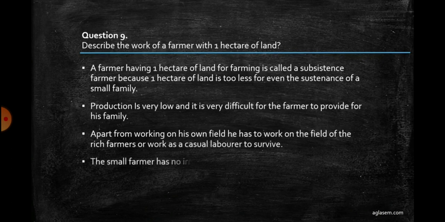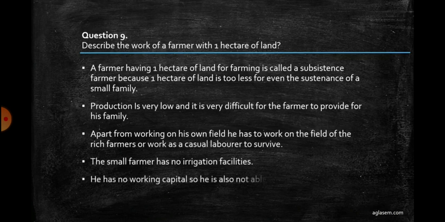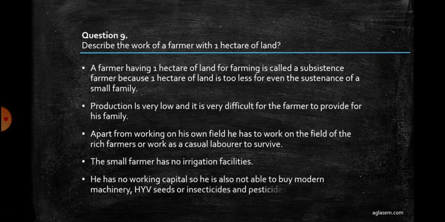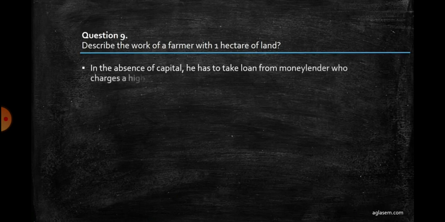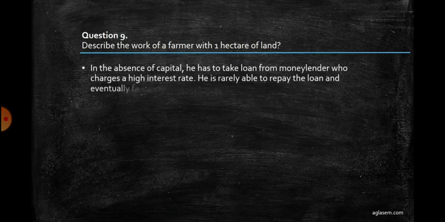The small farmer has no irrigation facilities. He has no working capital, so he is also not able to buy modern machinery, HYV seeds, or insecticides and pesticides. In the absence of capital, he has to take loan from money lenders who charge a high interest rate. He is rarely able to repay the loan and eventually falls into a debt trap.